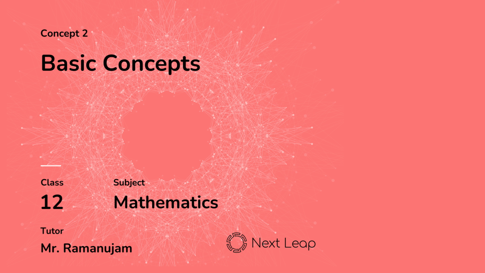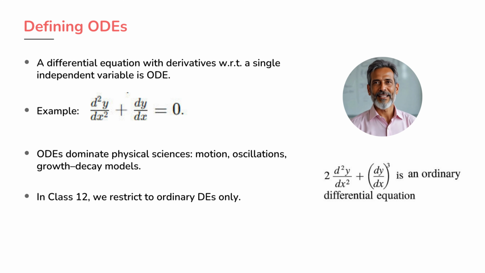So here's the first big takeaway. Algebraic equations describe static positions, while differential equations describe dynamic journeys. Algebra tells you where you are. Differential equations tell you how you are moving. Now let's refine this idea.